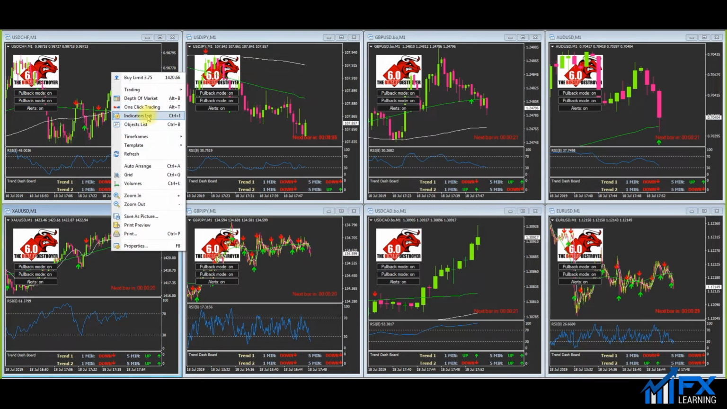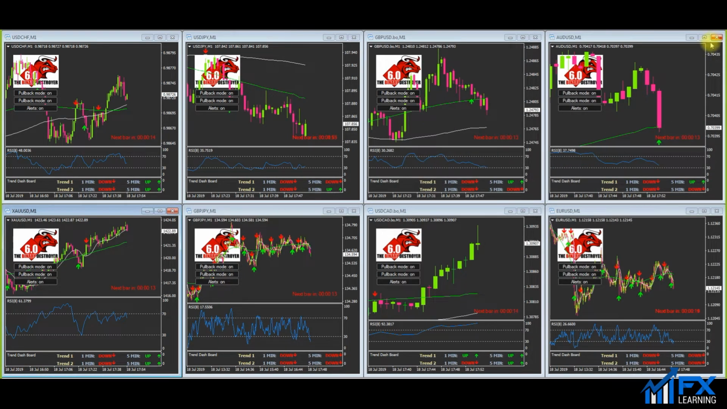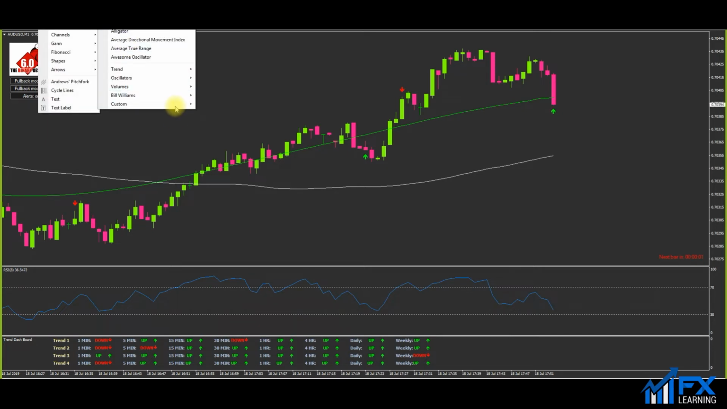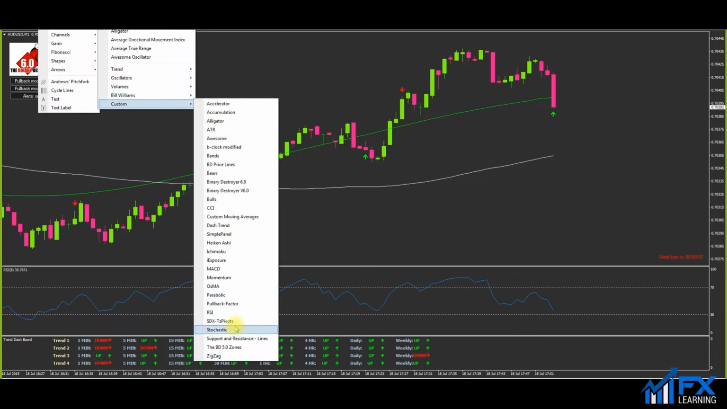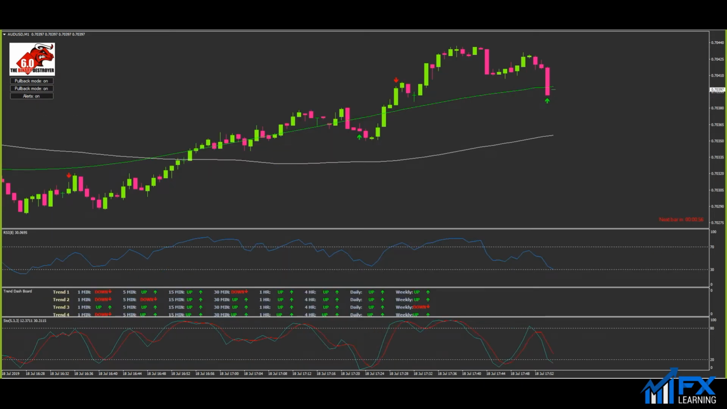And I want to change that moving average here to a 10. Okay, we have a signal on Aussie dollar, US dollar. Now, do I want to take this trade? In fact, I just want to get a general idea. I'm going to include the stochastics to see that we are oversold. Okay, we are. I might jump into a trade here. Aussie.